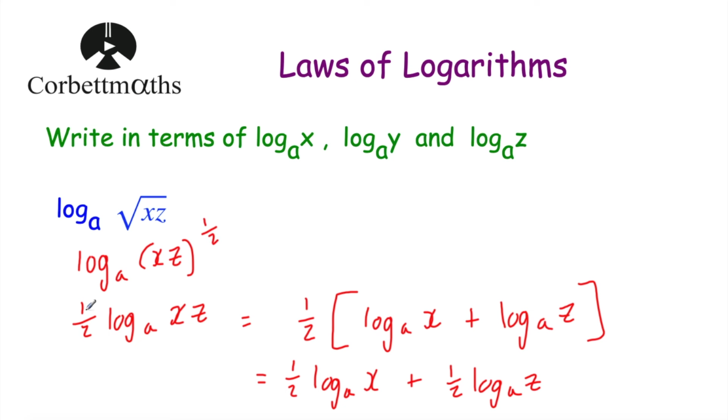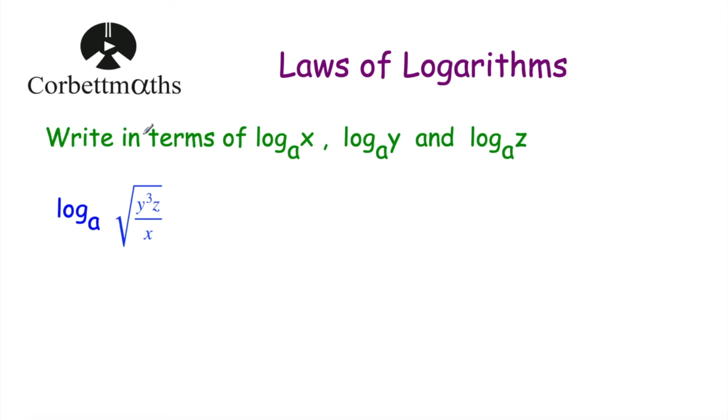I'd bring the power of a half down in front of the log, and then I would split up the log to base a of xz into log to base a of x plus log to base a of z, and then just expand the brackets. And that's it. Okay, let's have a look at our last one.